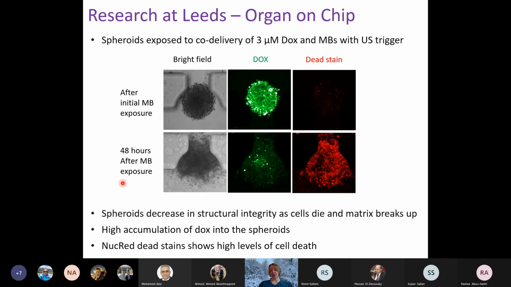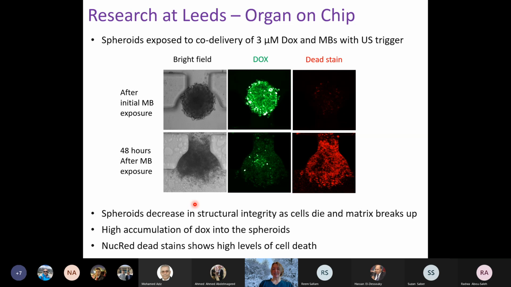However, when we apply the ultrasound and burst the bubbles and then look 48 hours after, you can see that the spheroid has broken apart because the cells have died and the cell-cell interactions have been disrupted. You can see that the DOX has managed to get into the very center of that cell mass, which is actually quite difficult to do usually. And when you look at the dead stain, you can see that the majority of that spheroid is being killed by the DOX.